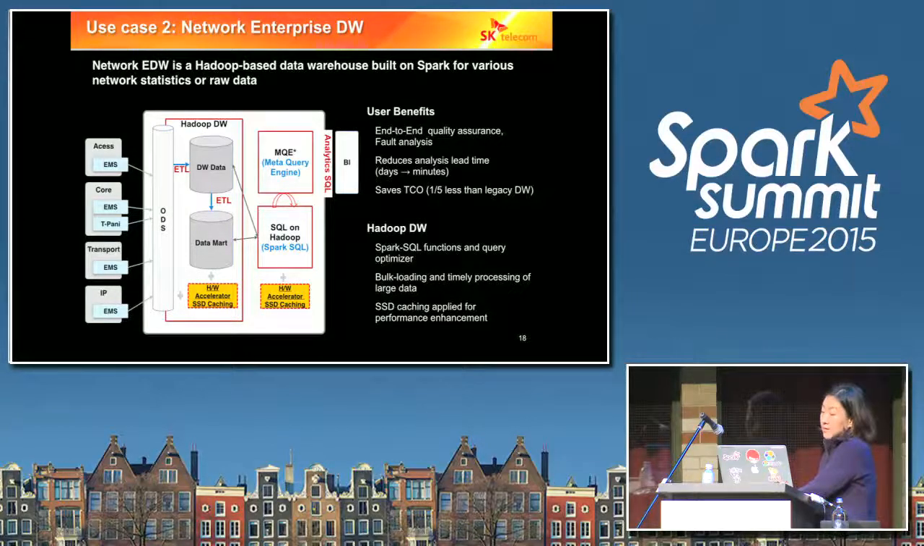Next, I'm going to talk about the architecture of the network Hadoop EDW. Data is collected from various network devices and stacked into Hadoop. The ODS is saved in Hadoop in the first step and is changed to a data mart after an ETL process. The data mart is linked via JDBC through Spark SQL.